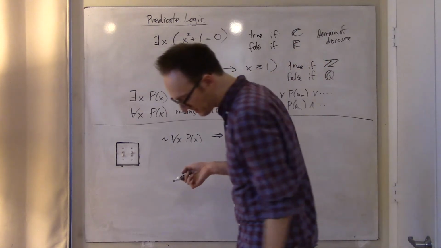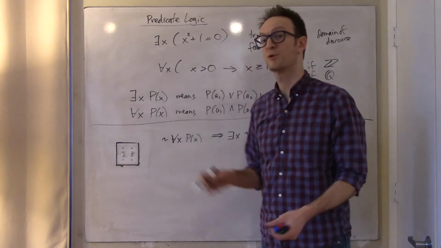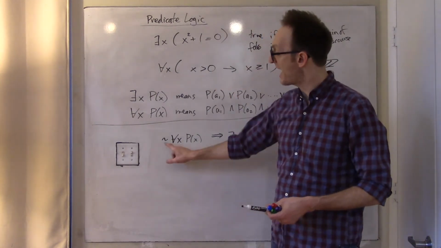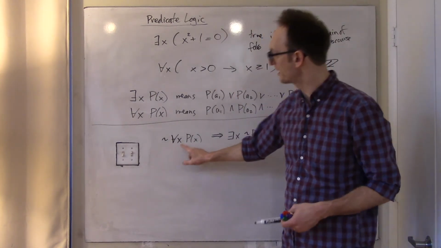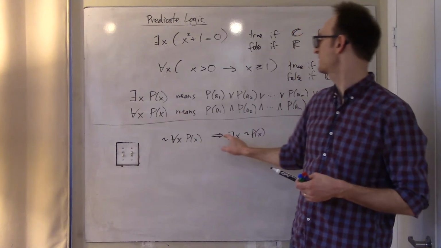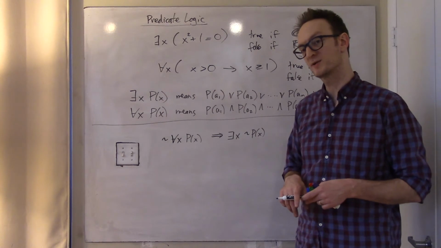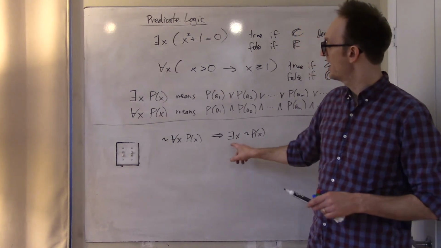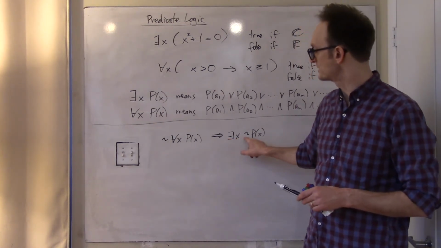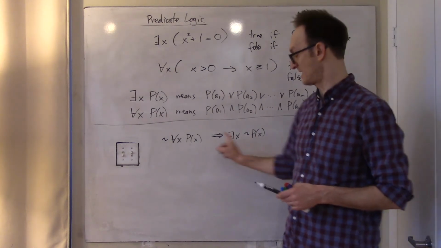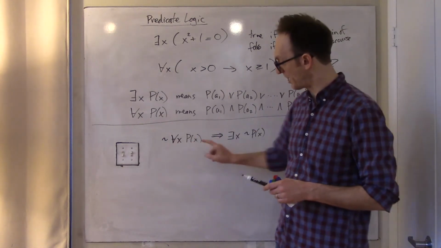So if p is some predicate, like, I don't know, prime, then if it's not true that everything is prime, that means that there exists something which is not prime. And I think that works the other way as well. If there exists something which is not prime, then it means that it's not true that everything is prime.